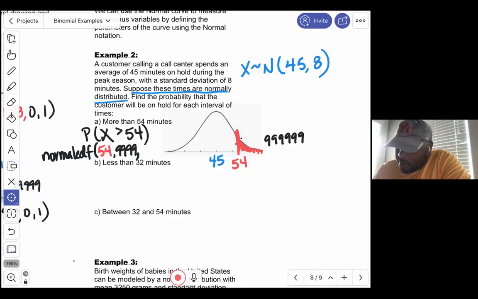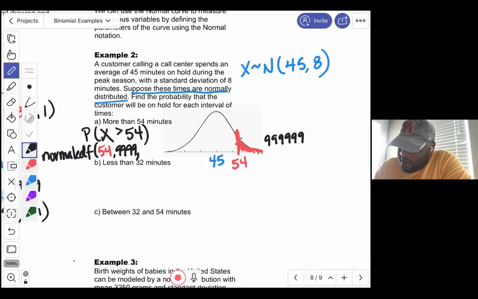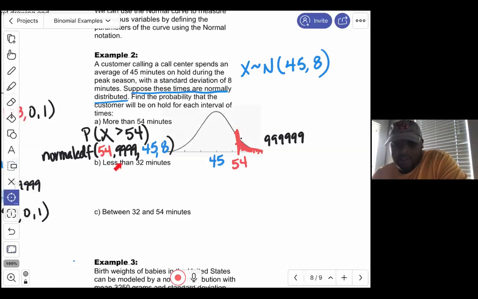And I know I'm not on a standard normal because it's not a Z anymore, it's the letter X I'm talking about. And because it's X, I'm going to change the mean to the mean of the curve, which is 45, and the standard deviation of the curve, which is 8. All right, so here's the difference now. Lower bound, upper bound, but now we've switched the mean to 45 and 8 based off the problem because this is not a standard normal.